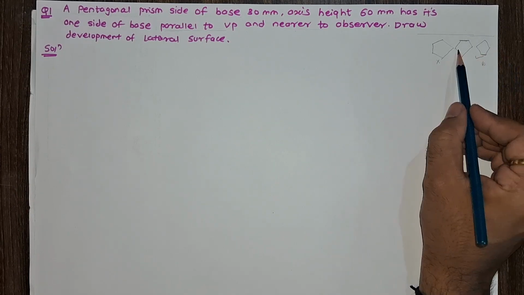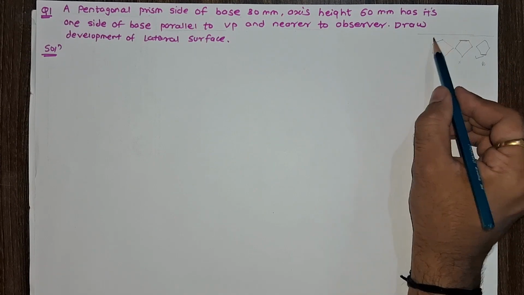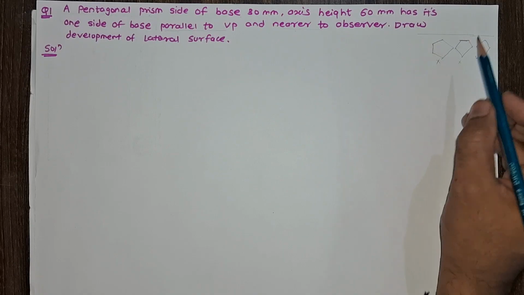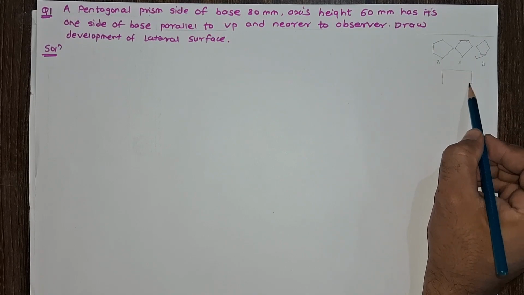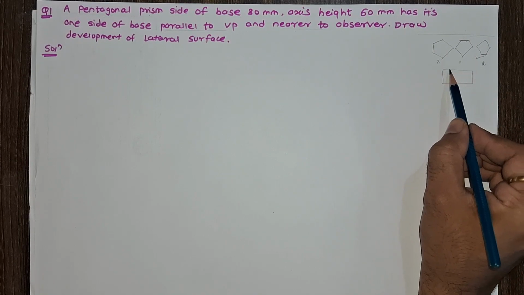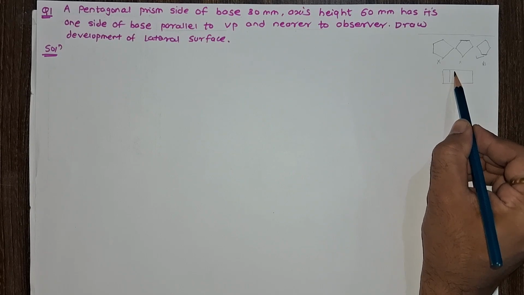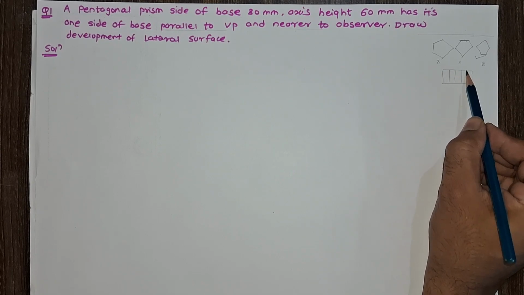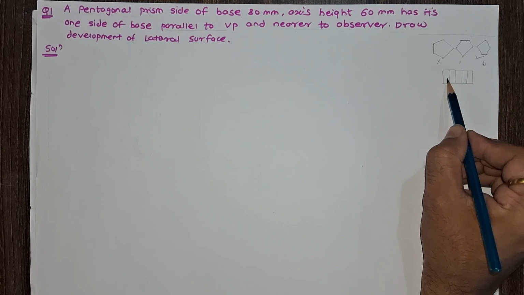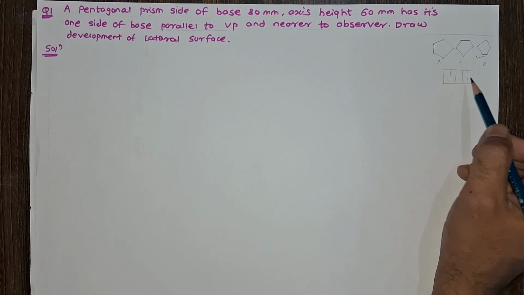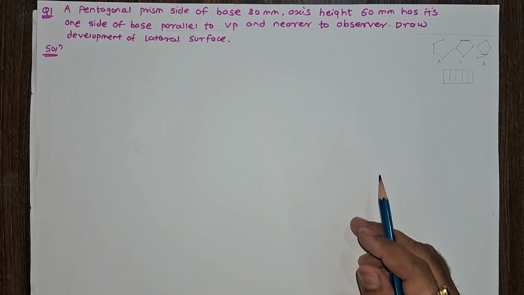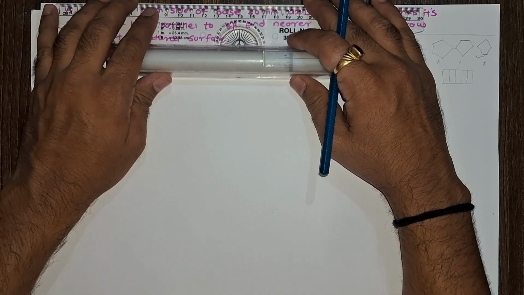Now here if you cut this prism along one of its edges, then we get a rectangular plane of five equal strips. So this is a development of pentagonal prism. Now here for this problem we require a front view and top view of a prism.